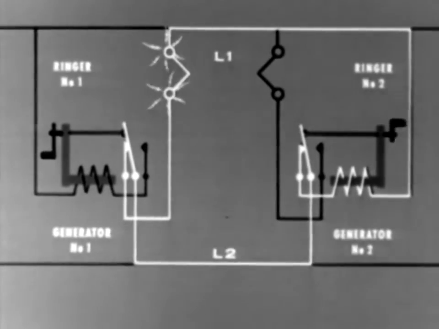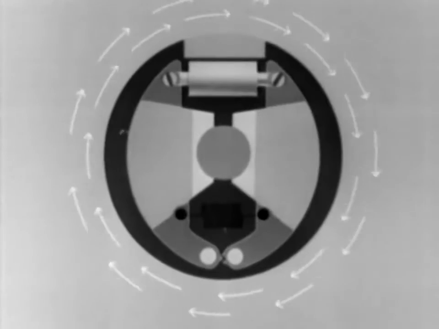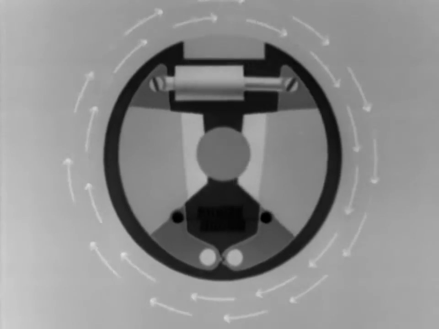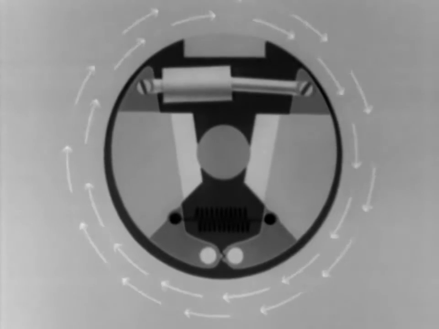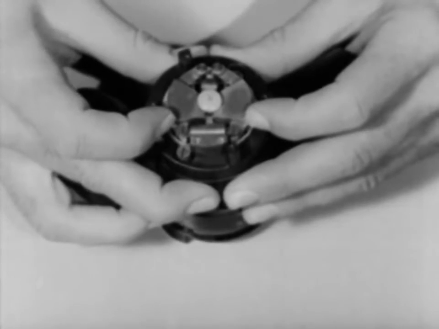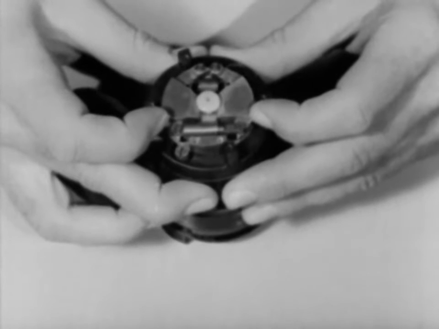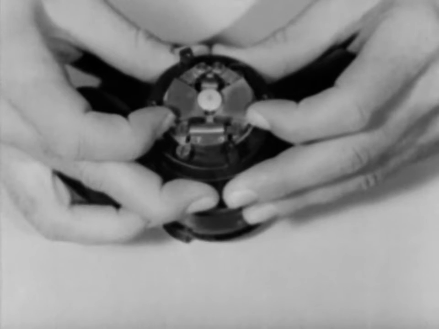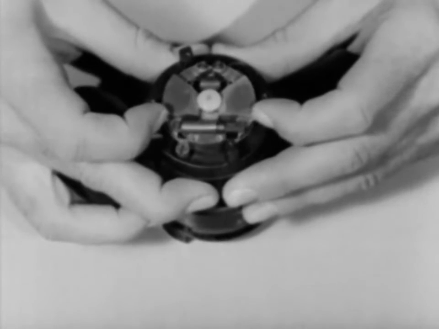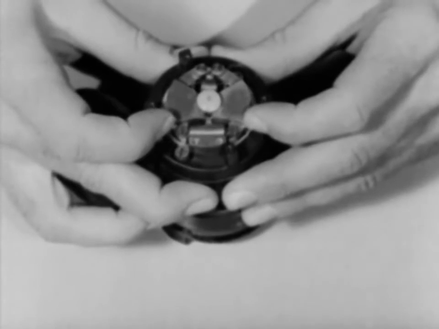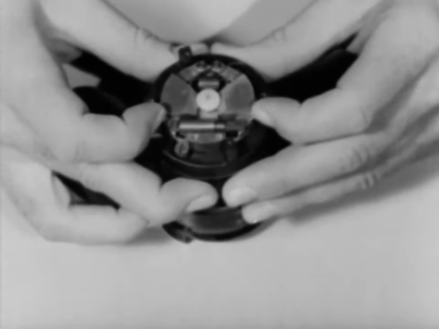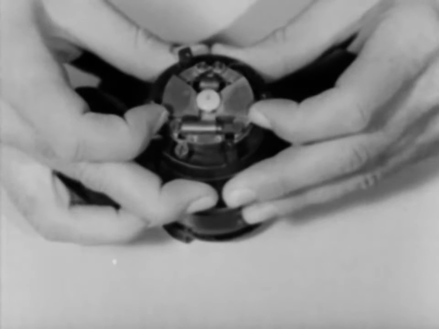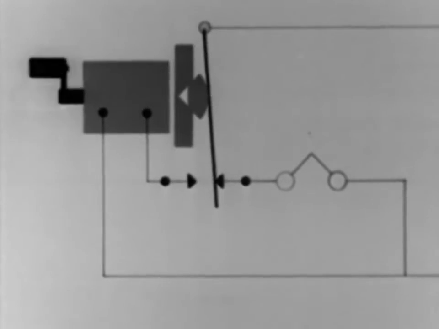How does the generator switch operate? A rotary action exerts a centrifugal force on the counterweights in the generator. As the counterweights are spread apart, a movable button drops down and makes contact with and closes the generator circuit. As the counterweights come together, the button raises and makes contact with and places the ringer on the line. This is how the generator switch works in the circuit.